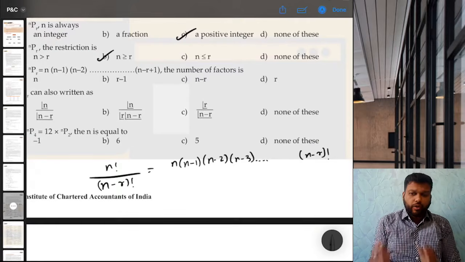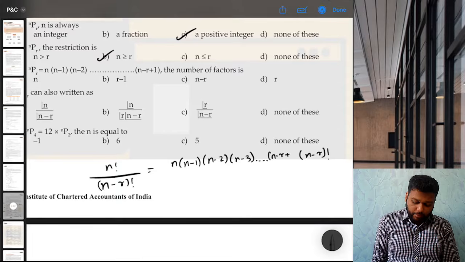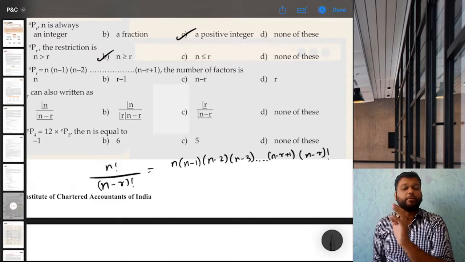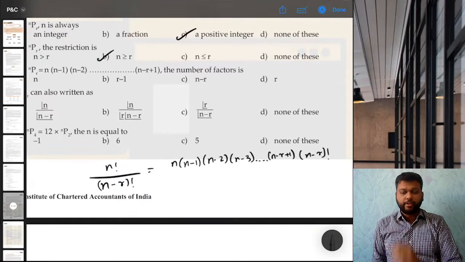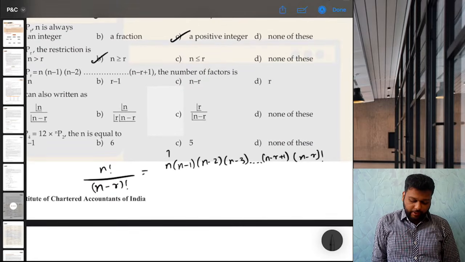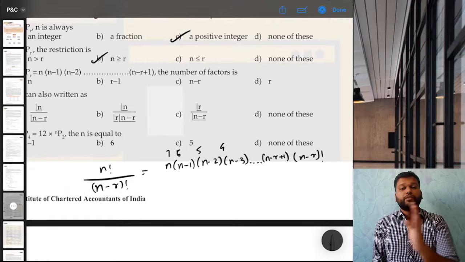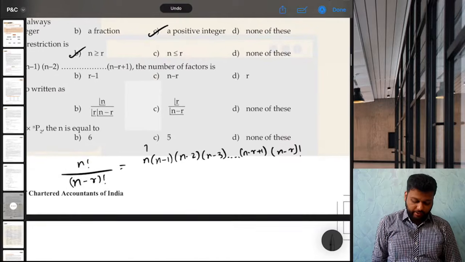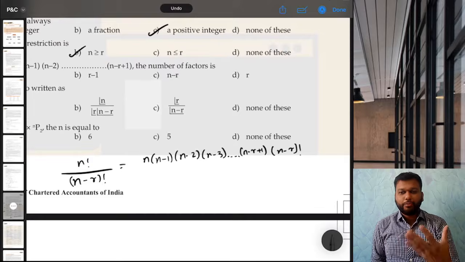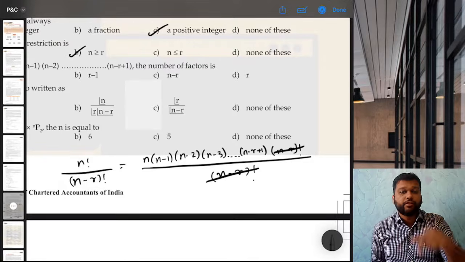What will be the term before n minus r? It will be n minus r plus 1, right? Because if you go from left to right, then you are just adding 1, 1, 1. For example 7, 6, 5, 4, so you are just going 4, 5, 6, 7 if you are going from left to right. Divided by n minus r factorial. So this will be cancelled, and that is the formula that they have given.